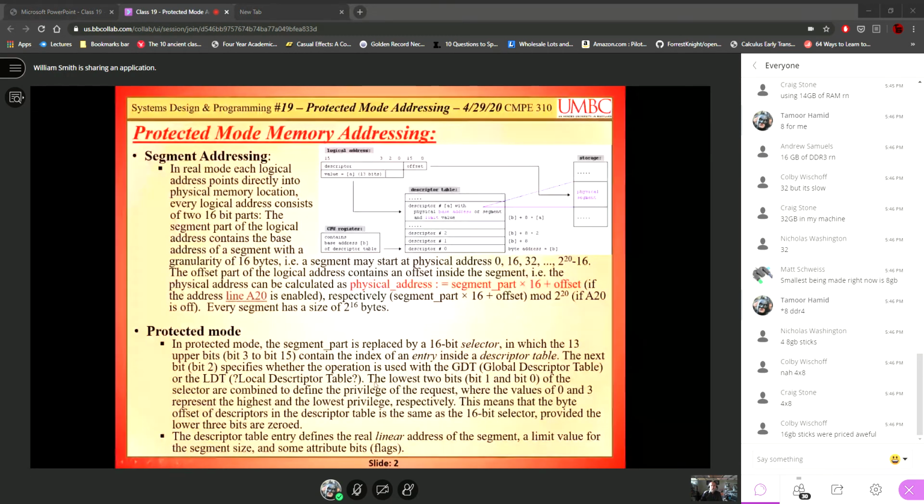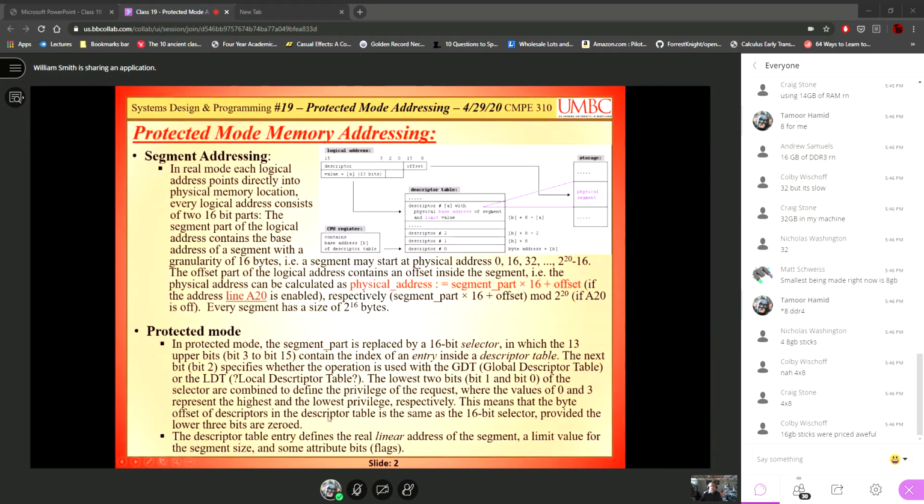The lowest two bits, 1 and 0 of the selector, are combined to define the privilege of the request. Okay, so I've got 4 levels of request. If I have 2 bits, I can then define 4 different levels of the privilege of the request. This means that the byte offset of descriptors in the descriptor table is the same as the 16-bit selector. You add them all up, you get 16 bits, provided the lower 3 bits are zeroed. I got 19 versus 16.